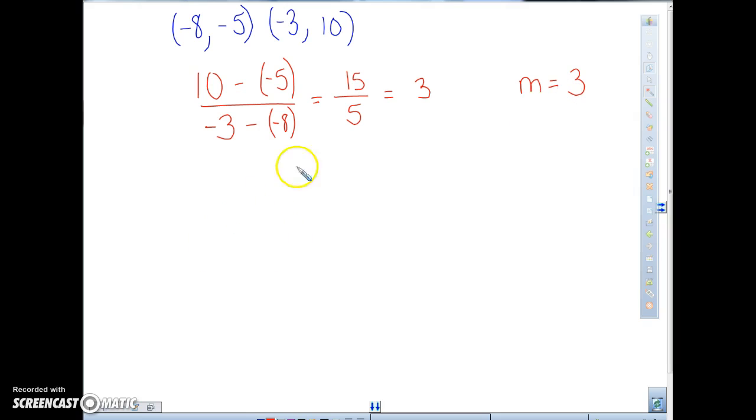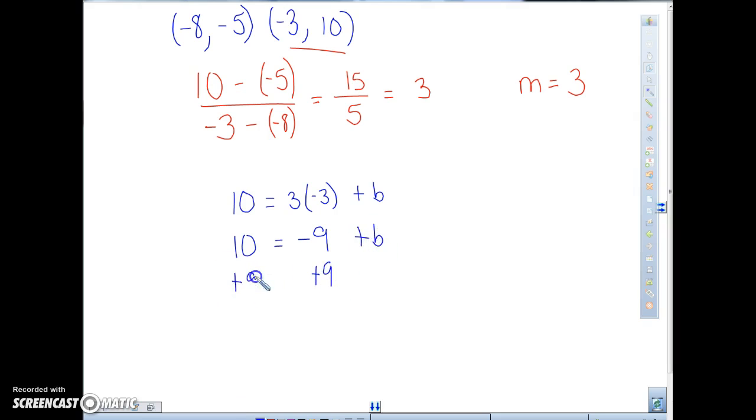So now let's plug that in, and I'm going to use negative 3, 10 as my point. And I don't have to write it as y equals 3x plus b. I can go ahead and start substituting things in. So 10 is equal to 3 times negative 3 plus b. So 10 is equal to negative 9 plus b. Add 9 to both sides.